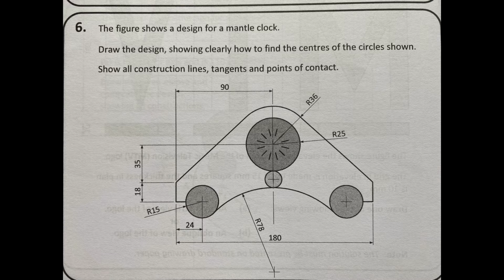So if we look at the question again, we've drawn the top part of it. We have only 2 more things that we need to put in: that bottom arc of radius 78, and that small circle that touches the radius 25 circle and the radius 78 arc. I can't draw that circle just yet as I don't have the arc, so let's find the arc next.